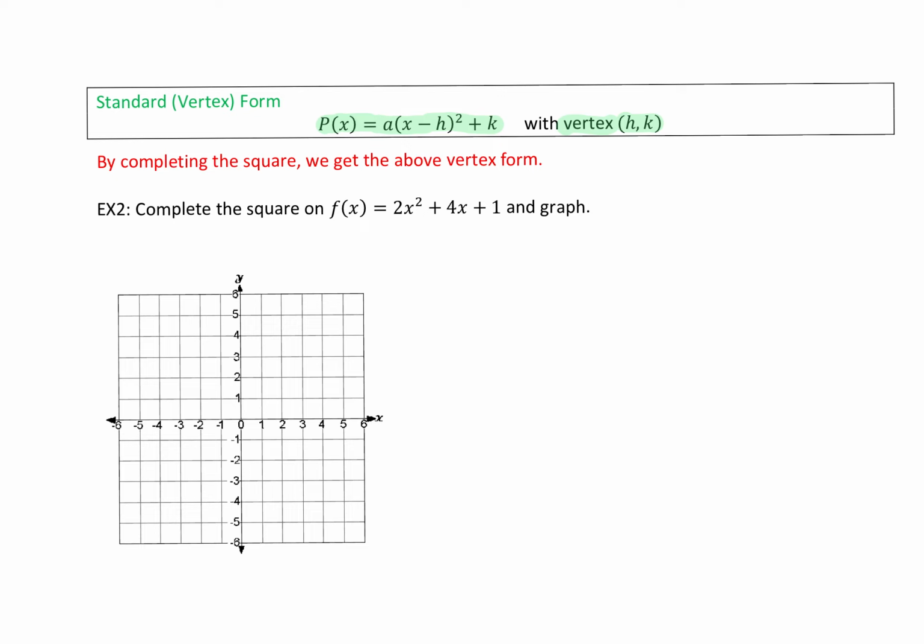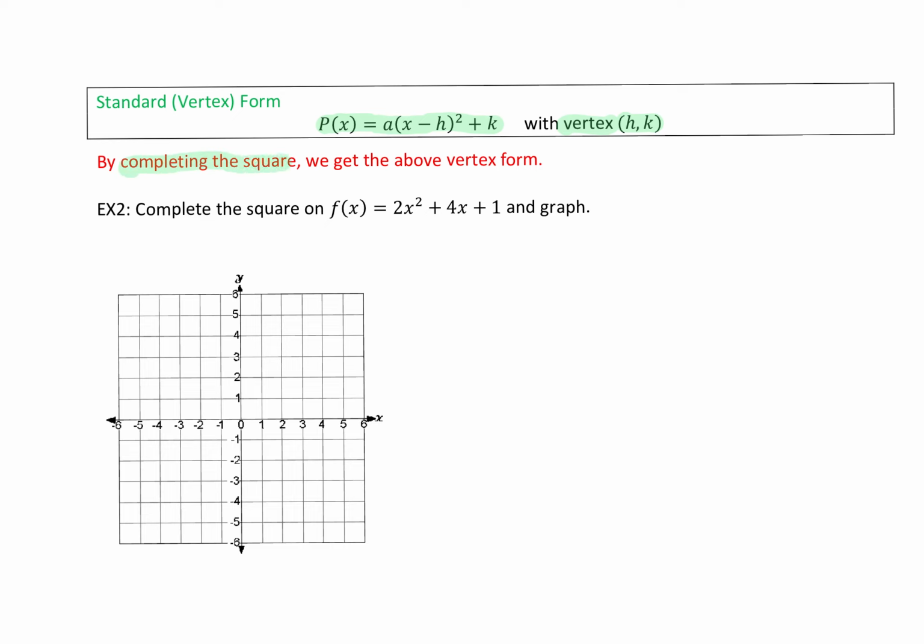And also notice that it's written in the form of a transformation. So once you have the vertex, you can use that a, which would be a vertical stretch or shrink. And then the plus k would be a shift up or down. So how do you get the general form to be in the standard or the vertex form? We complete the square.